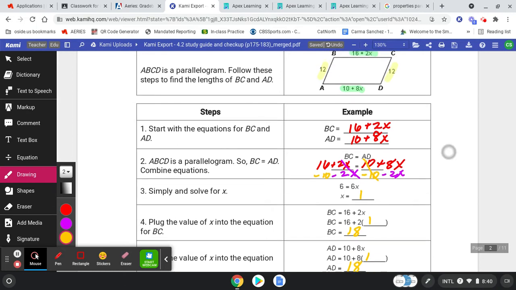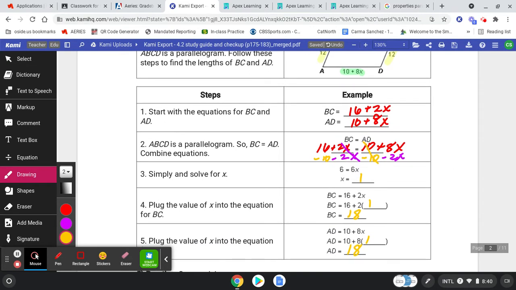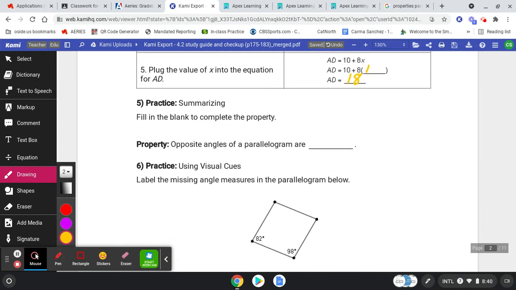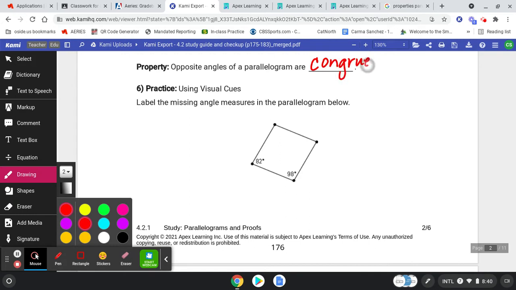So we just used equations to solve for those 2 missing side lengths. How'd you do? Again, pause the video if you need time to finish that. All right, another property of parallelograms that you probably already know intuitively is that the opposite angles of a parallelogram are also congruent. Okay, let's see what I mean.